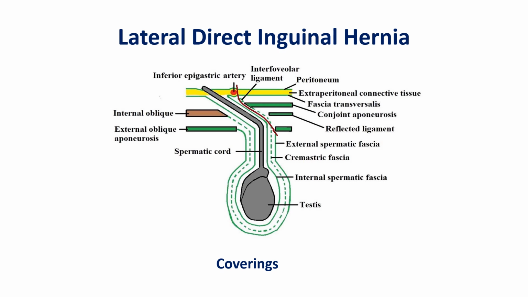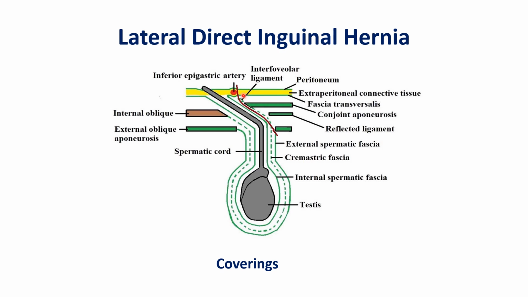Now what are the coverings of the lateral direct hernia? So I have shown you the line of descent here. So when the protrusion takes place, it takes place medial to the inferior epigastric artery. This is a lateral direct hernia. So the coverings of the protrusion will be the peritoneum, extraperitoneal connective tissue, and since this protrusion is not taking place through the deep inguinal ring, the covering will be fascia transversalis.